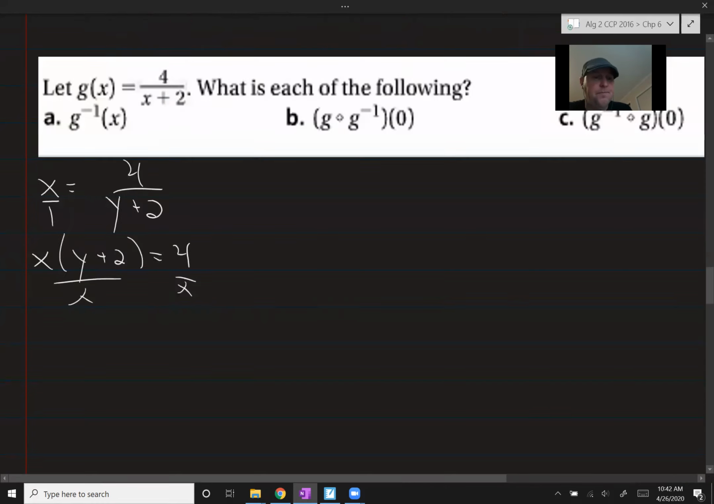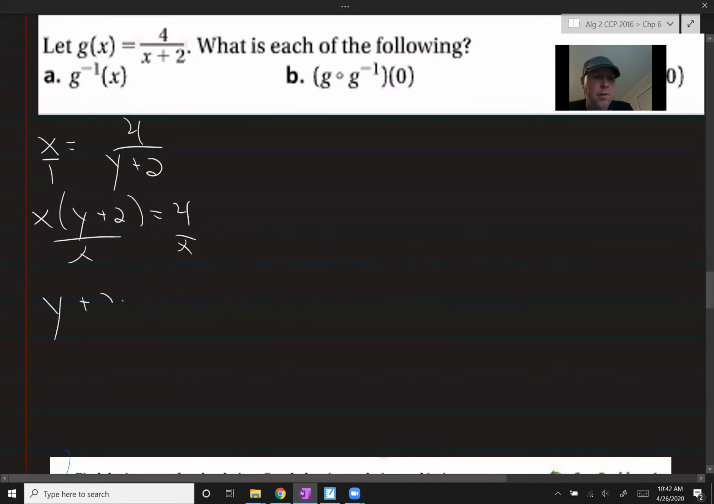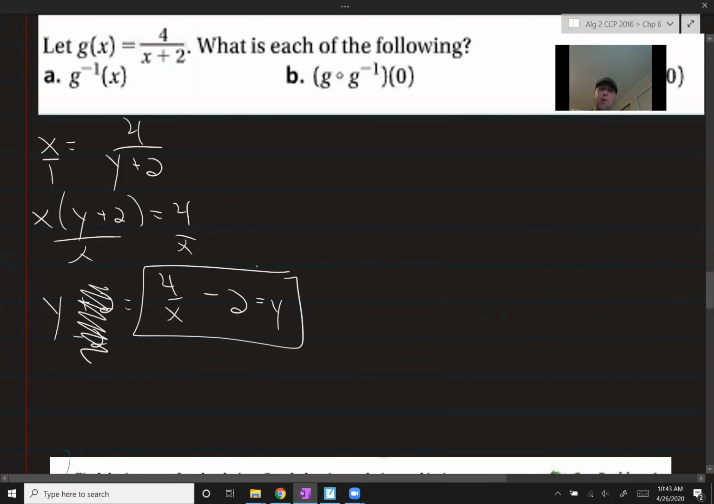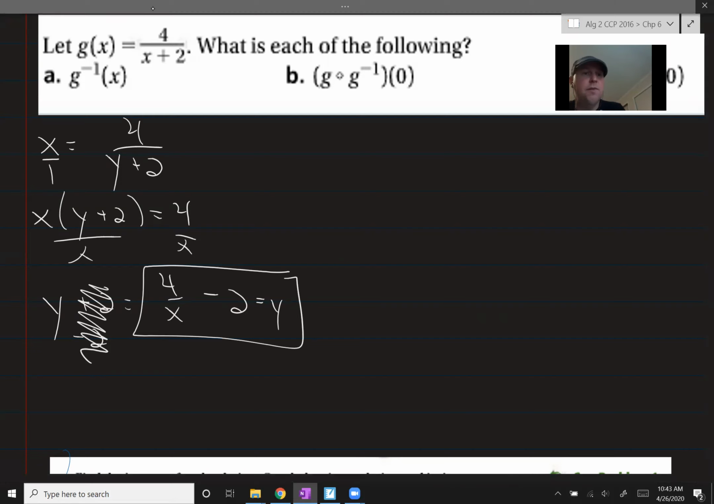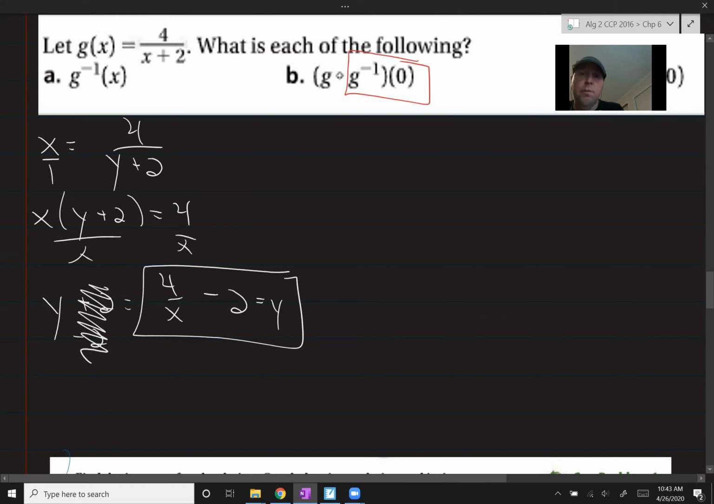All right, so we're trying to solve for y, so I'm going to divide out the x. So I got y plus 2 equals 4 over x. And now we're going to subtract the 2. I'm going to use a little scribble here to get rid of it. All right, so this is our inverse. Now we go through this sequence, where it's saying, now that you found the inverse, I want you to use what you have been doing. So plug 0 into the inverse. Well, that's a problem. 4 over 0 minus 2. Well, this is undefined, so there's no solution.